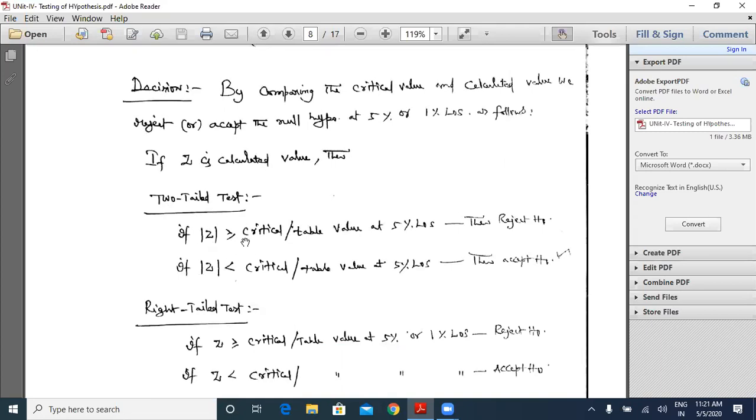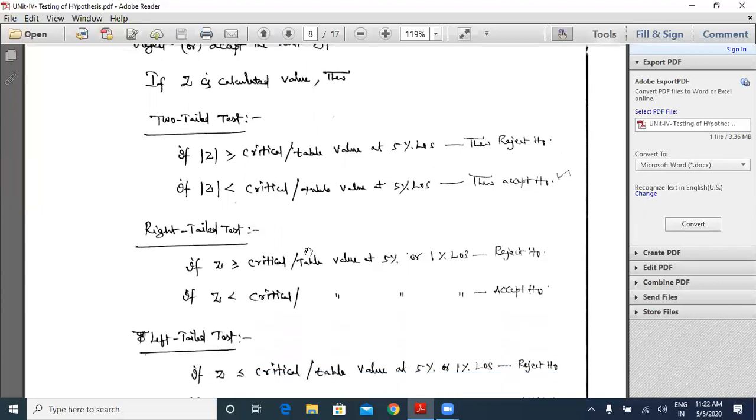If calculated Z value is greater than table value at 5% LOS, we reject H0. If calculated Z value is less than table value at 5% LOS, then accept H0. So these are the 2 points to be remembered. Next, the right tail test.